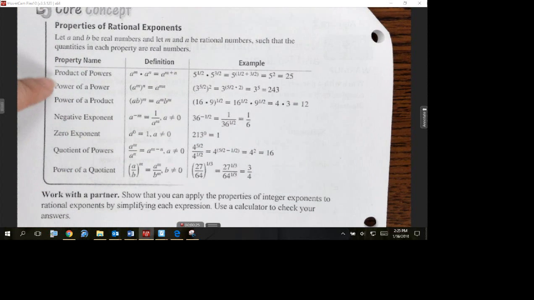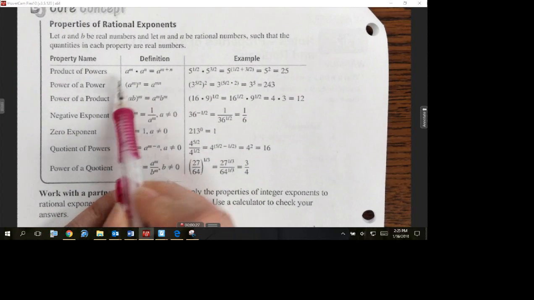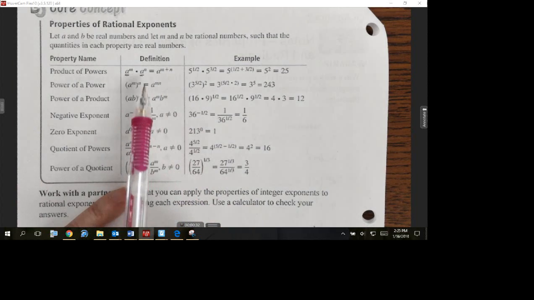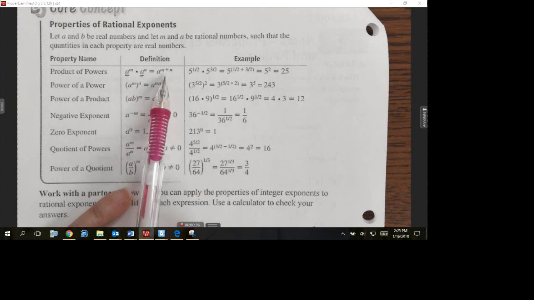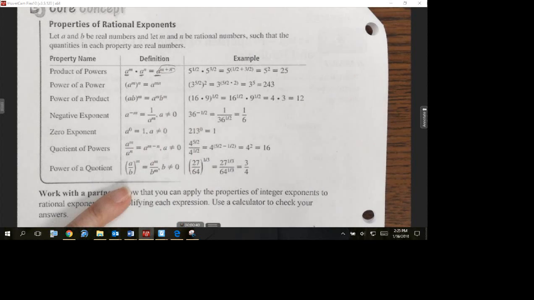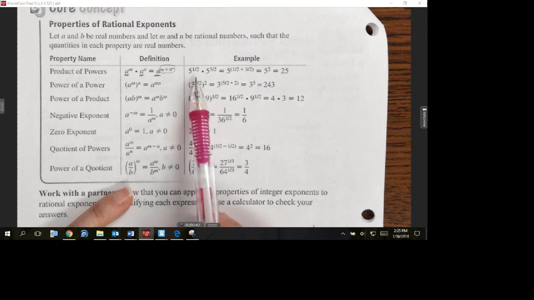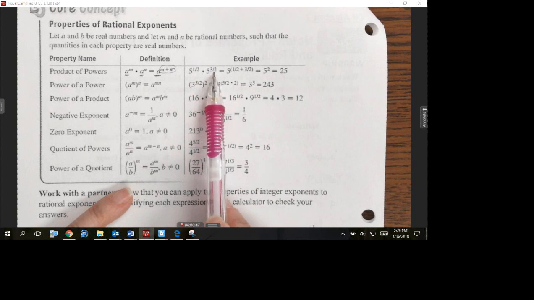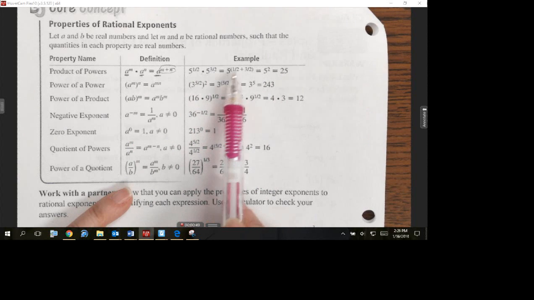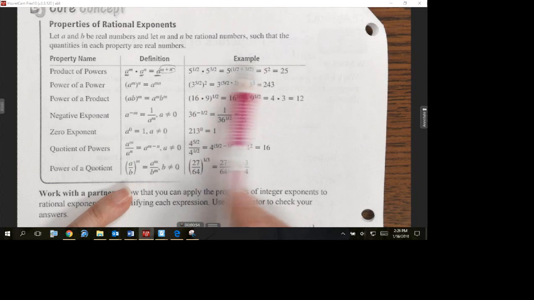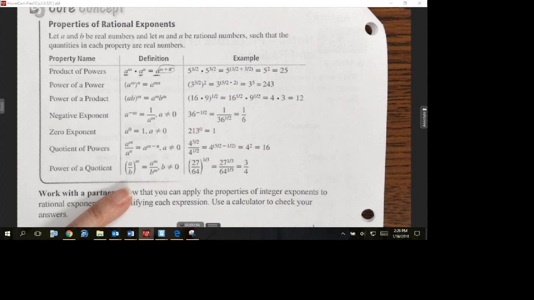For example, the very first one, product of powers. If we have the same base, and you are multiplying the same base, what do you do to their exponents? You add them, but what base do I use? The same base. And then over here we've got some examples. So if we have 5 to the 1/2 times 5 to the 3/2, you now have 5 to the, and then you have to add 5/2 plus 3/2. Then simplify. So those are examples that are provided to you of everything we've done.